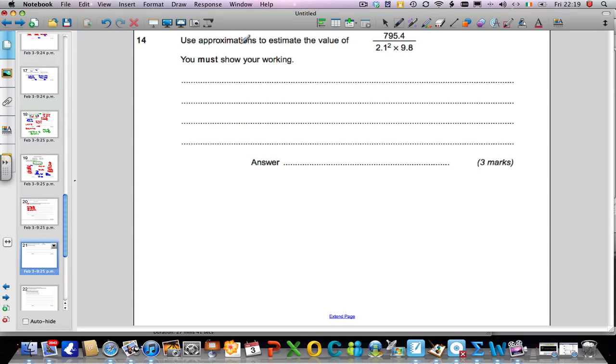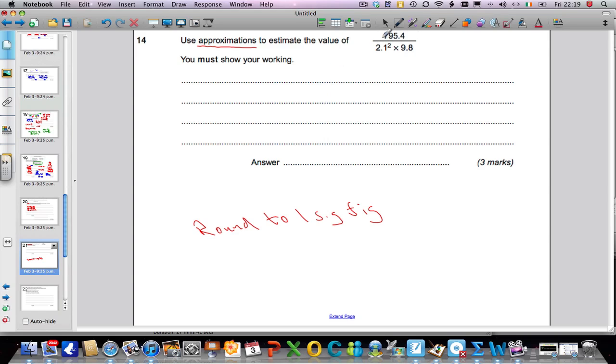Right, so the next question. Use approximations to estimate the value of 795.4 divided by 2.1 squared times 9.8, and it asks us to show our working. Now when you're asked to use approximations, always round to one significant figure. One sig fig. Essentially you want to make these numbers as simple as possible.